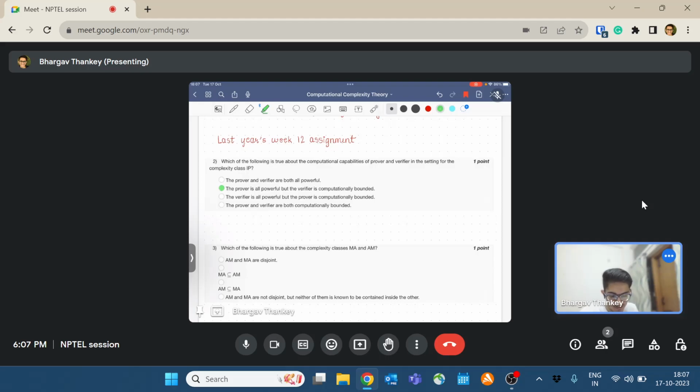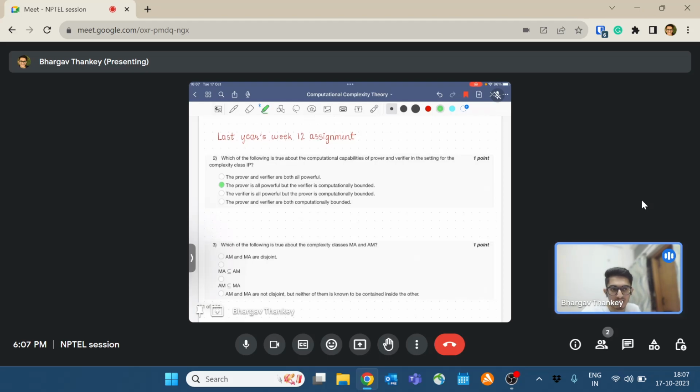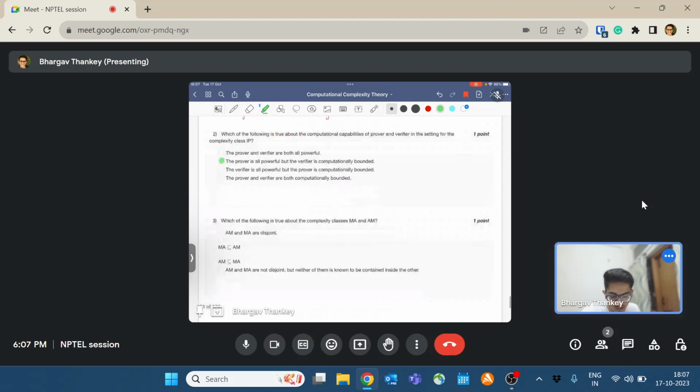saw in the class. Note that if the verifier is all powerful, then there is no point of having a prover. The verifier can definitely not be all powerful, and the prover is all powerful because it has to prove something to the verifier. So, for example, if the prover were computationally bounded, then the verifier could do what the prover could do, so there was no point in having a prover. So the prover is all powerful and the verifier is computationally bounded.